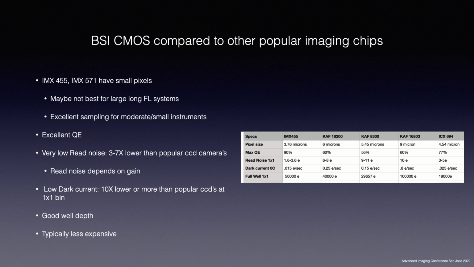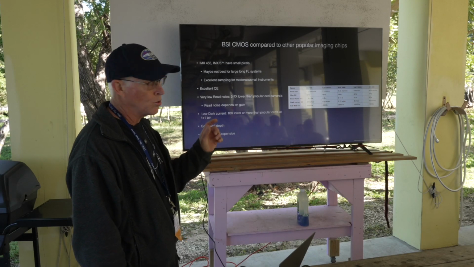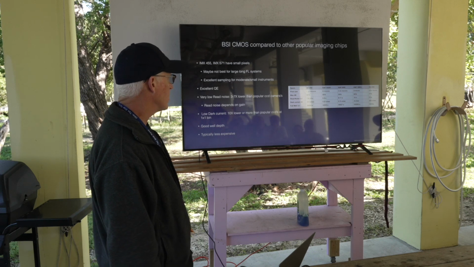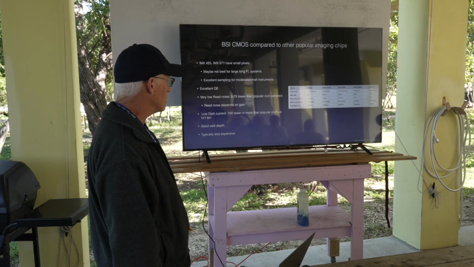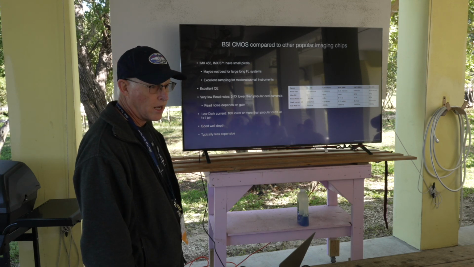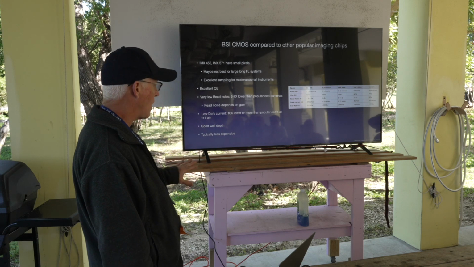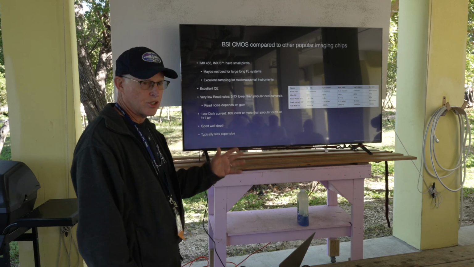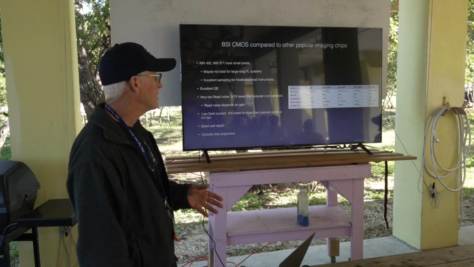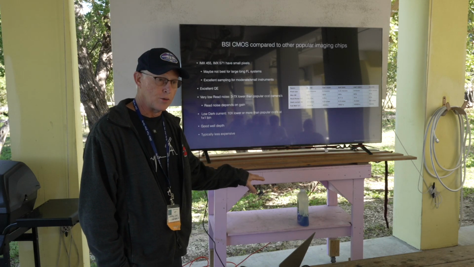Look at the difference in this number here, the quantum efficiency. These new chips are around 90% QE, especially in the blue-green range, much higher than the CCDs. The read noise is up to 5 to 10 times lower. I mean, it's crazy. 1.6 electrons, 1.5 electrons, compared to maybe 6 to 12 electrons with CCDs. The dark current, which is the thermal noise, is very, very low with these.